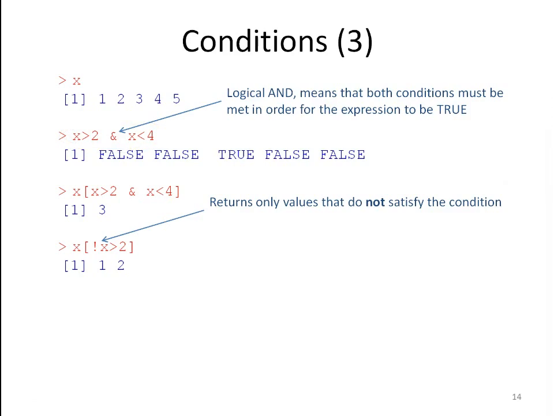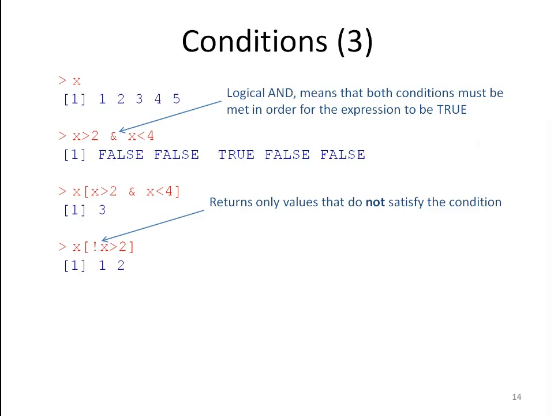And when you run this piece of code you get false, false, true, false, false, because 1 is not greater than 2. 2 is not greater than 2. 3 is greater than 2 and it's also less than 4. Therefore it's true. 4 is greater than 2 but it's not less than 4, and therefore the composite conditional gives a false, and there's a false for 5 as well.